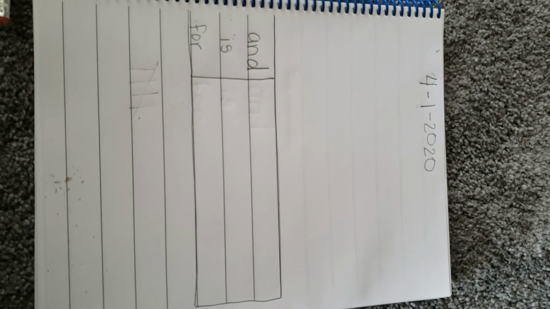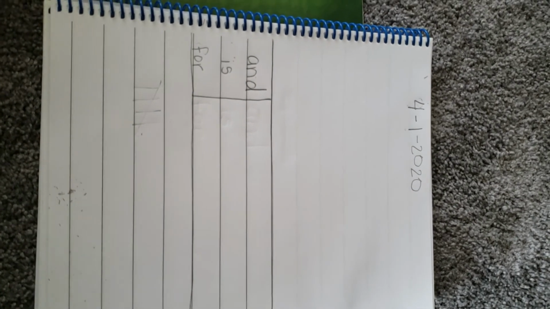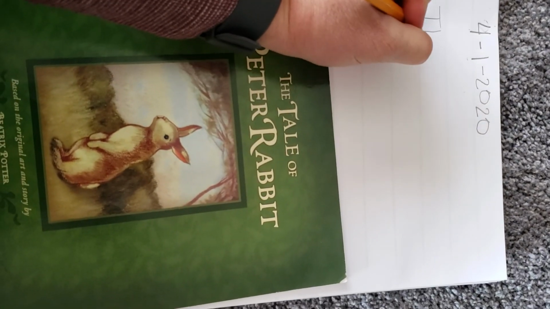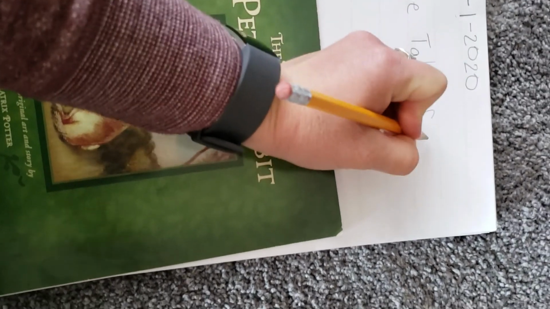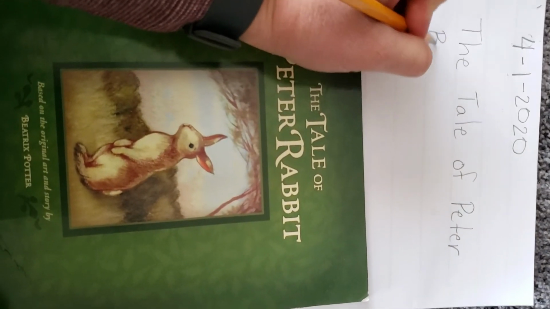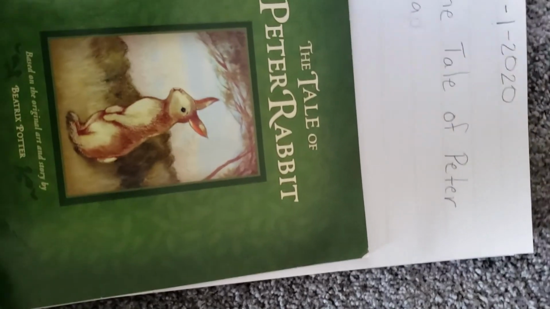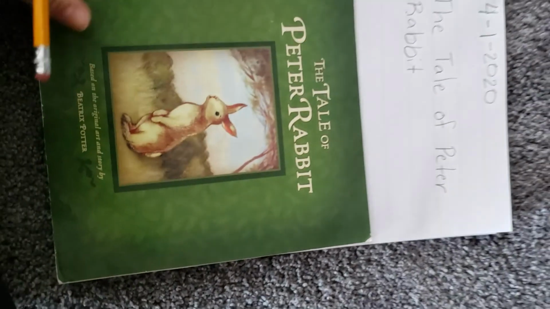So I'm going to put the title of my story up there, but you guys can put the title of whatever story that you read with your parents, or if you just look through a book by yourself. Okay, so I'm going to copy. This is the title. The Tale, this is a long title. The Tale of Peter Rabbit. Oh, gotta make my B's. My B has a belly, remember? Rabbit.